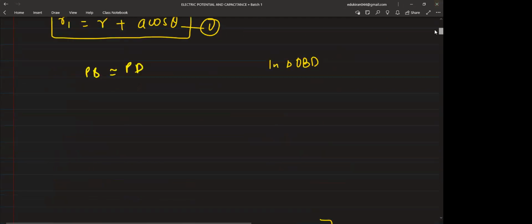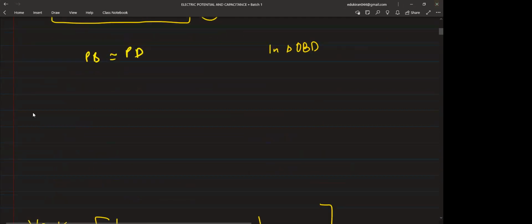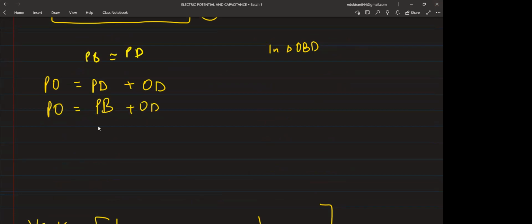So what can I write? PO is equal to PD plus OD. And I can replace PD with PB, right? So PO is PB plus OD. So let's bring PB here. PB is equal to PO minus OD. What is PB? PB is R2. What is PO? PO is R.